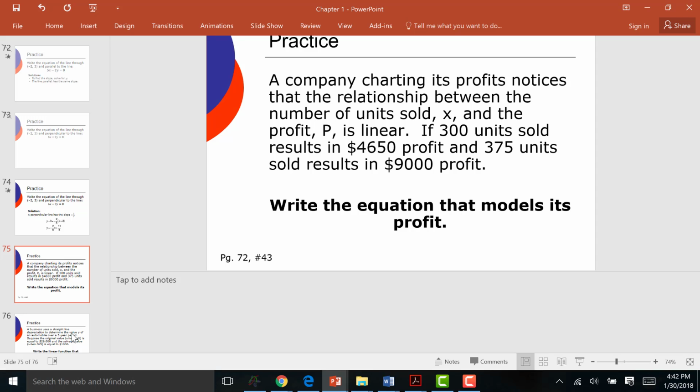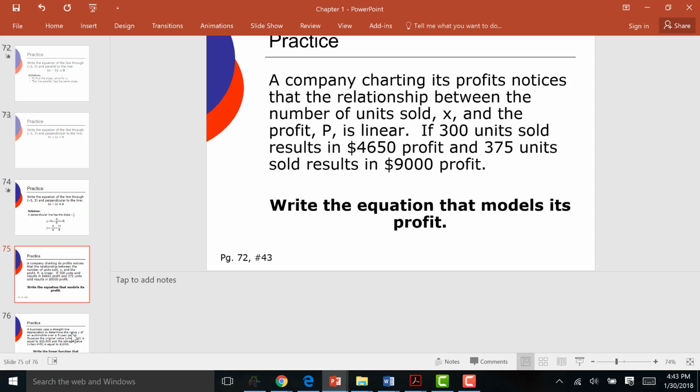Aha, so you got to go do the slope formula: y2 minus y1 over x2 minus x1. Alrighty, so you know what your y2 and your y1 are. My y2 is 9,000 minus 4650 over x2, which is 375, minus 300. All right, y'all, help me do the math. What's 9,000 minus 4650? Is that 4350? Is that what you got, 4350? And 375 minus 300 is 75.